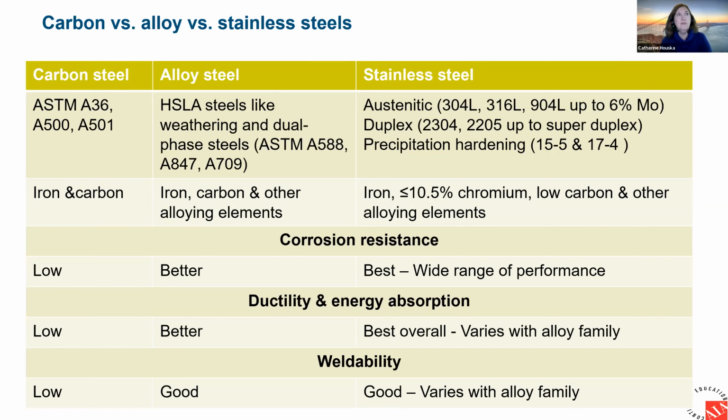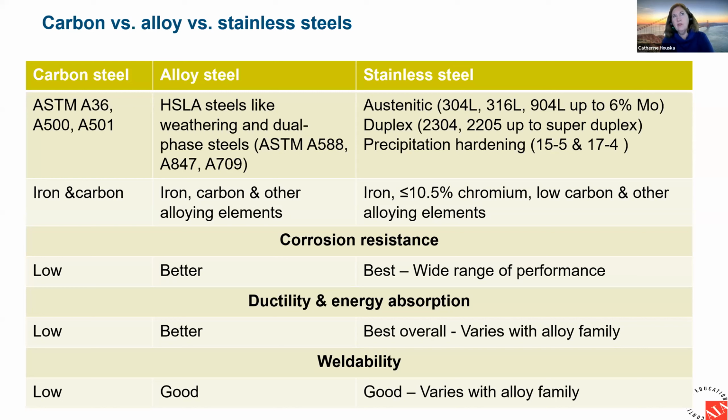Alloy steels, because you're adding alloying elements, are more expensive. And you get improvements in corrosion resistance, ductility, and energy absorption and weldability. But if you really have a corrosive application and you need the best ductility and energy absorption that you can attain, and good weldability, then stainless steels are really your best choice. And it's really a matter of whether or not the application is a logical one for it.